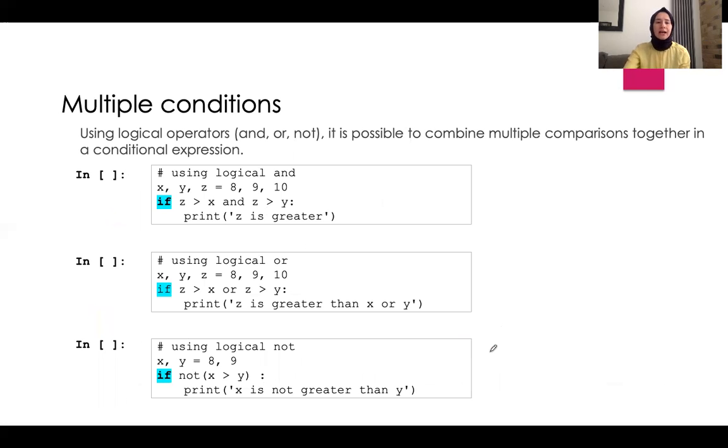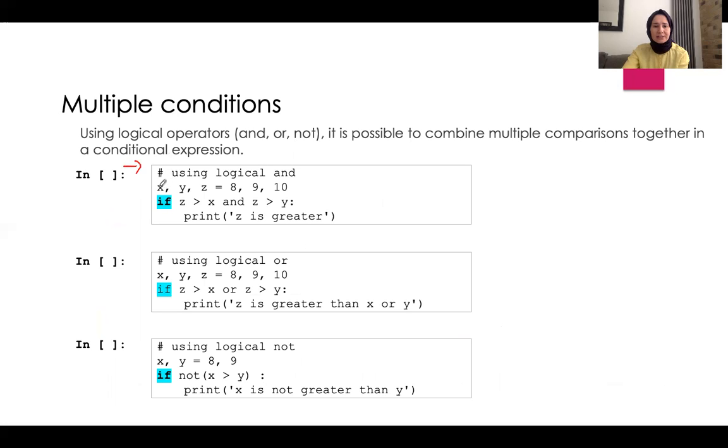So when you have multiple conditions, you can use logical operators. And with the use of logical operators, it is possible to combine multiple comparisons together in a conditional expression. Let's look at those examples here. Let's look at this one.